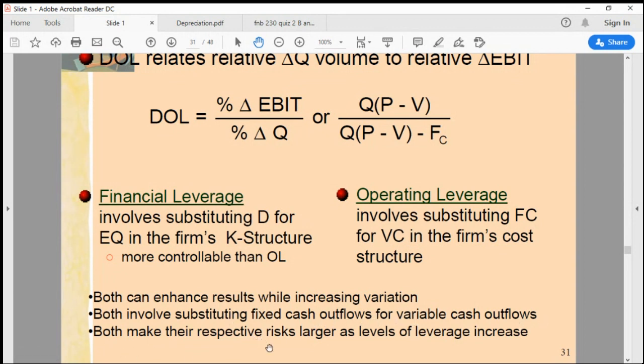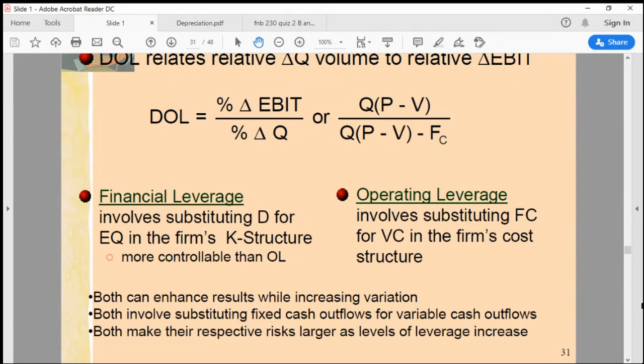Yes, both make it understandable. It's easily understandable in the case of operating leverage, right? More fixed cost and less variable cost. But then in financial leverage, what does this mean? Well, debt is increasing. Debt has fixed cost, isn't that right? Fixed payment, right? Debt has interest. Make sense? Interest payment is a fixed cash outflow. Debt is a fixed cash outflow, right?